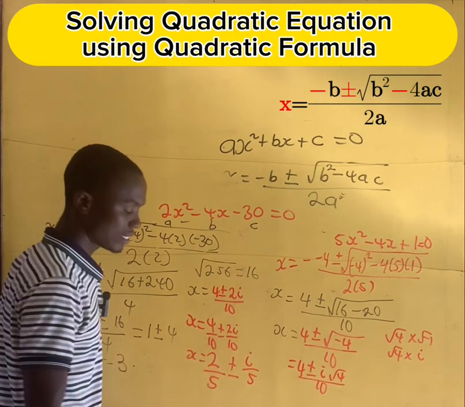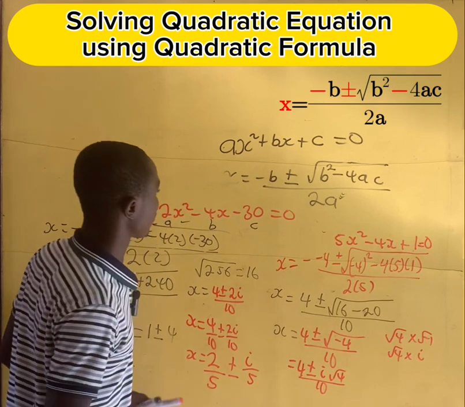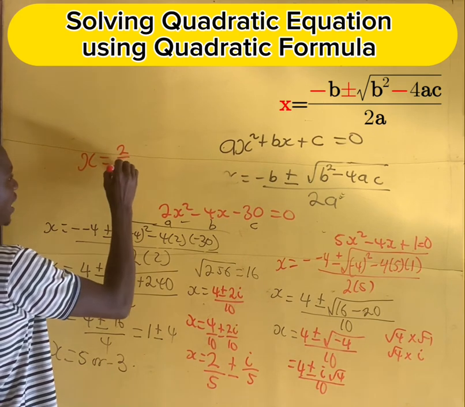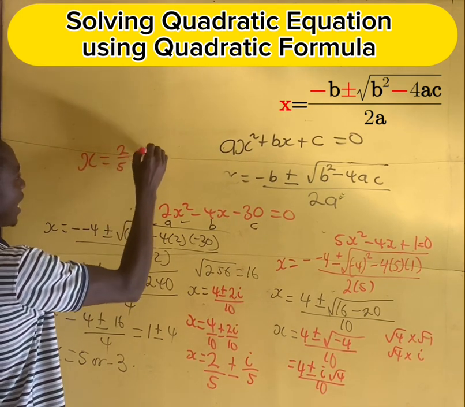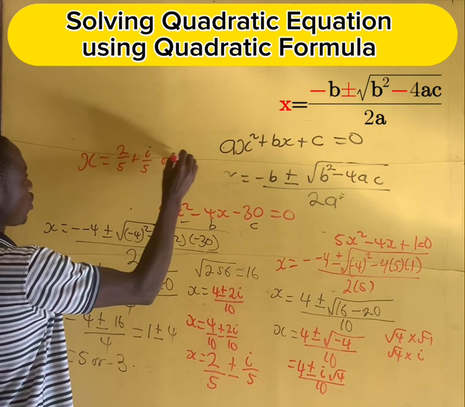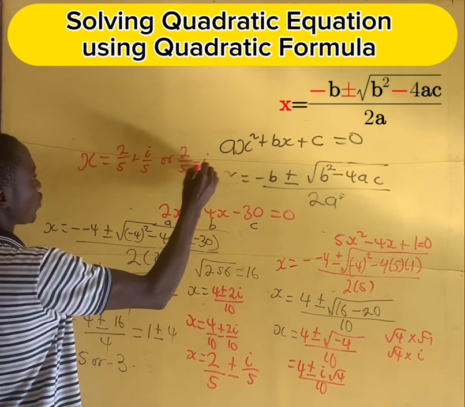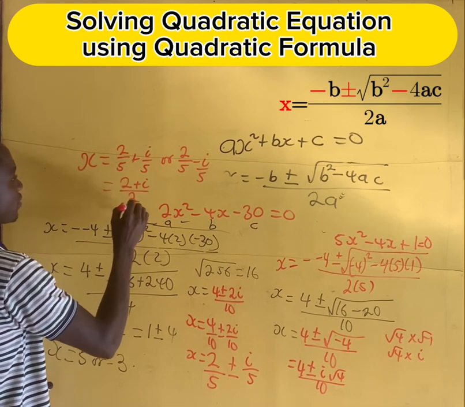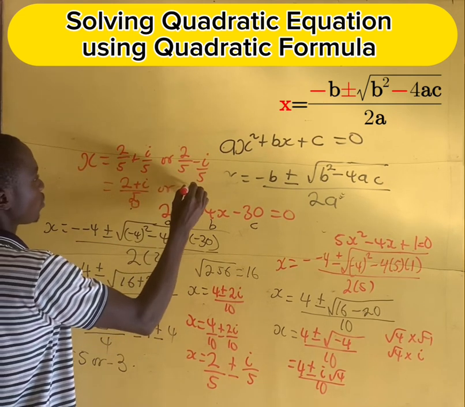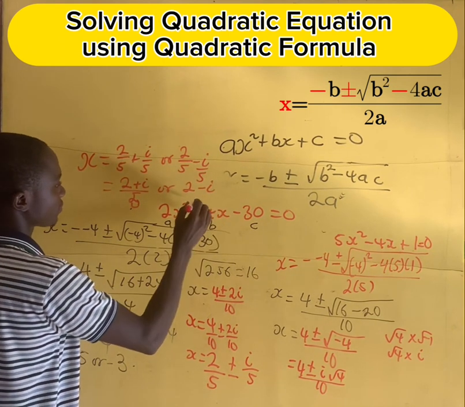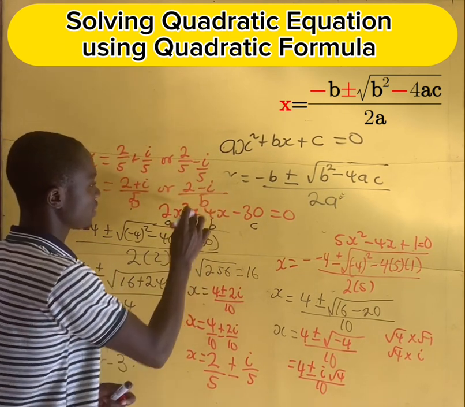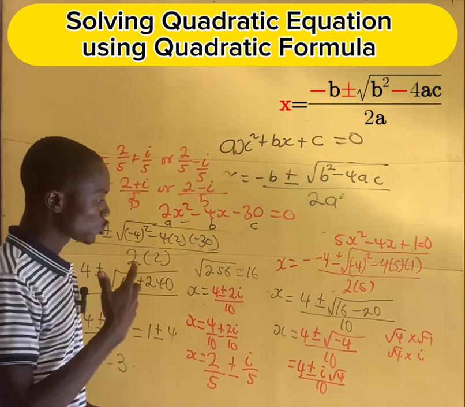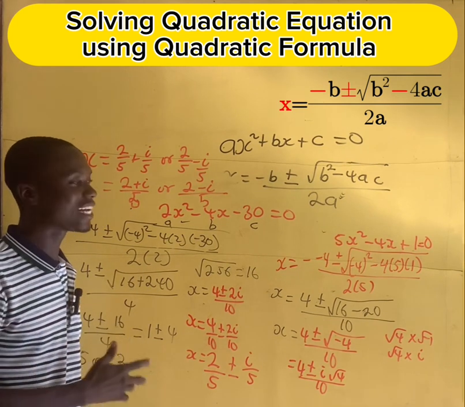But if we want to split the answer, then we can write x to be equal to 2 on 5 plus i on 5, or 2 on 5 minus i on 5, which can eventually be written as 2 plus i divided by 5, or 2 minus i divided by 5, in a very simple way. So this is how we solve quadratic equations using our formula.